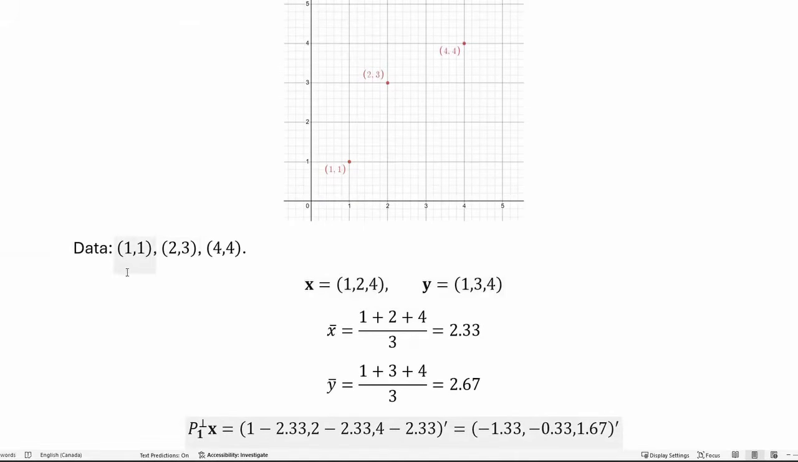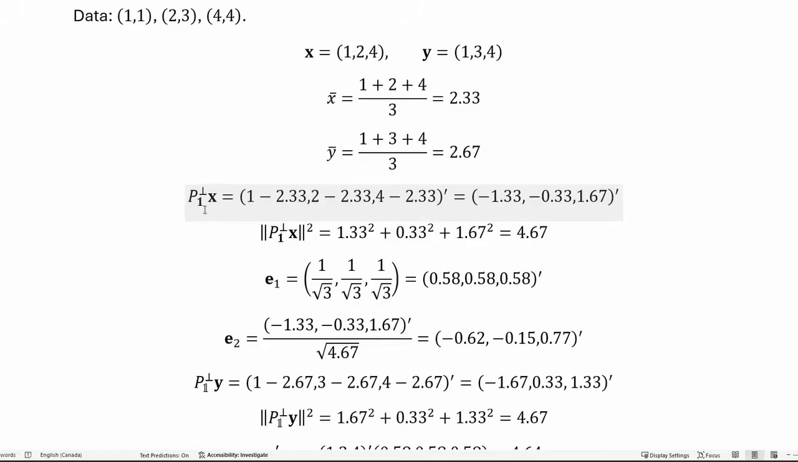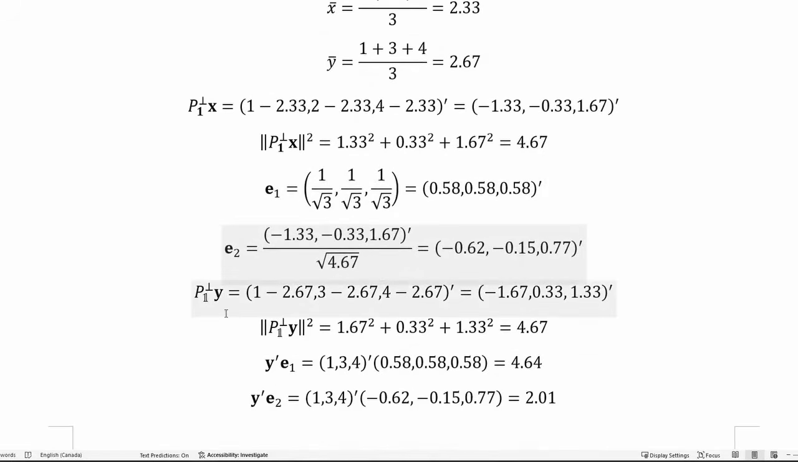So given the data 1, 1, 2, 3, 4, 4, we form the vectors x and y. The vector x is 1, 2, 4, and the vector y is 1, 3, 4. And now we have x bar and y bar equal to these two numbers. This is the perpendicular of x relative to 1. We then calculate this length squared. And this is E1 and E2 obtained from Gram-Schmidt. This is a projection. This is a perpendicular of y relative to 1. That's its squared length. We need this in the F statistic.